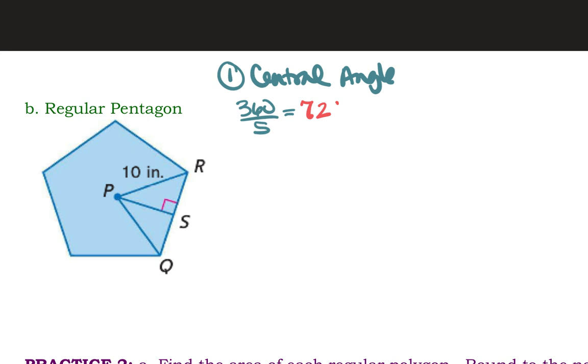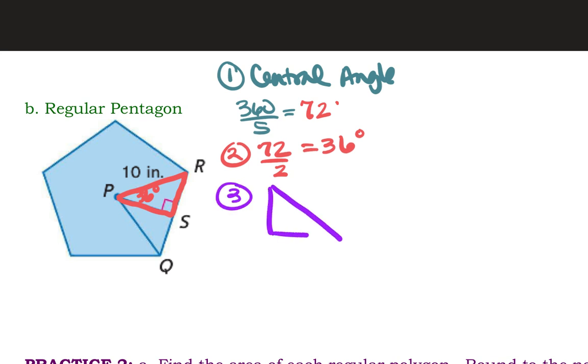72. Then you have to take that 72 and divide it by 2. That gives us 36. Every time, if you're using trig, you're going to have to divide that by 2 to get half of that triangle. So on step 3, you're going to draw me that triangle. It helps to draw it separately. Here we have 36. Does the 10 go as the height, as the base, or as the hypotenuse on this right triangle? The hypotenuse. I'm going to put the 10 here.